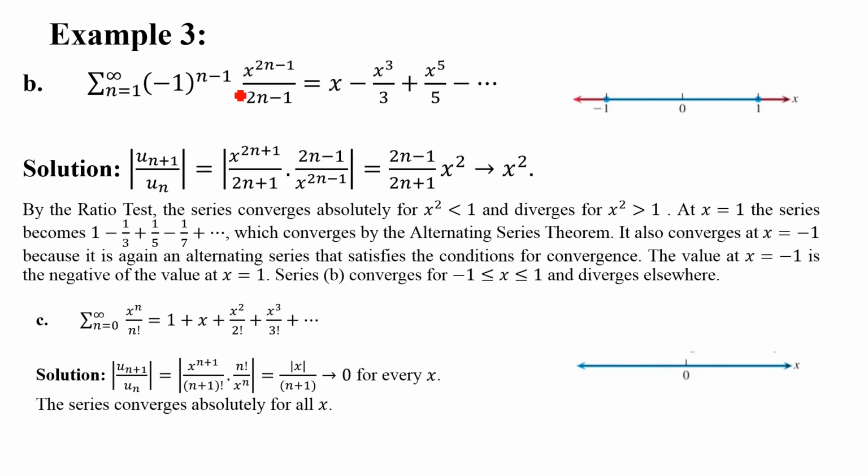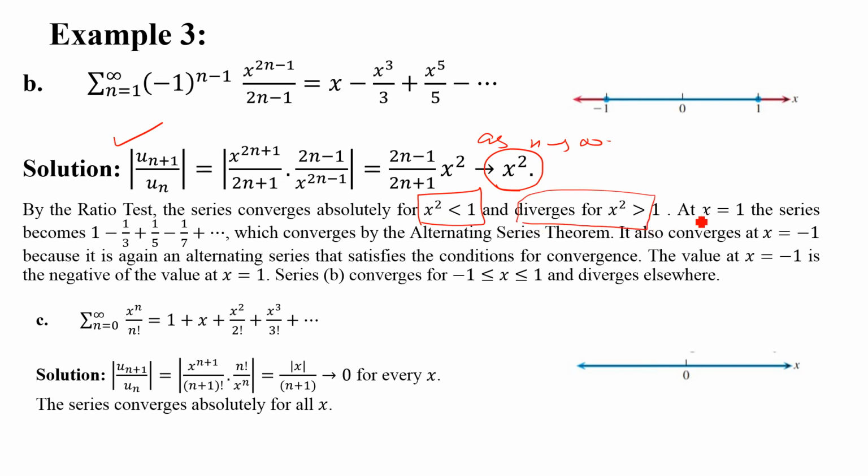There is another example. Sigma n varies from 1 to infinity, (-1)^(n-1) x^(2n-1) over 2n minus 1. Again, we are going to apply the ratio test, and in the ratio test, this ratio u_(n+1) over u_n converges to x squared as n approaches infinity. Now, when will this converge? When this ratio is x squared, so this will converge when x squared is less than 1.